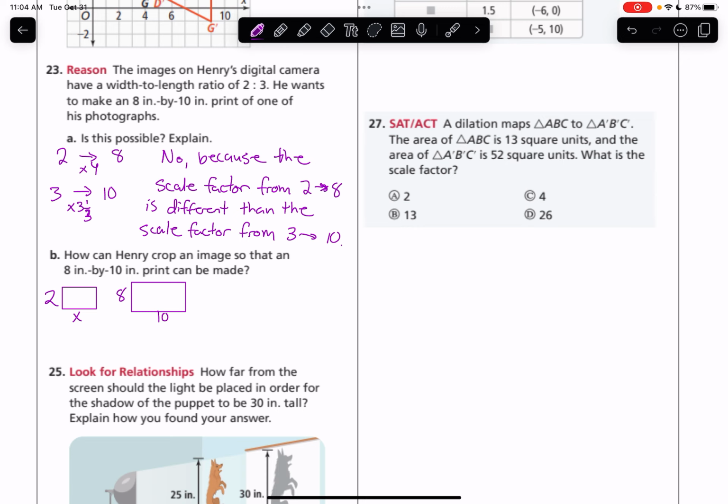So we can say, all right, well, if we use the scale factor backwards and do 10 divided by 4, we get 2.5. So if this picture was 2.5 inches wide instead of 3 inches wide, that would make this picture able to scale into an 8 by 10. We would just need to cut 1/2 inch off the original picture.